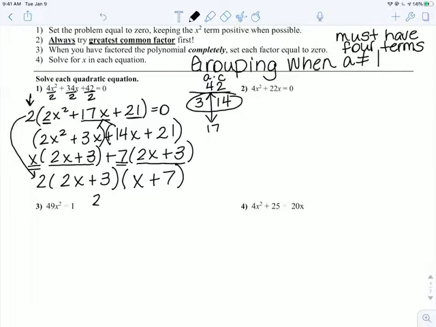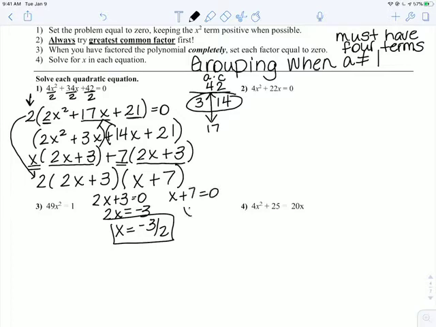So I'm going to take the first factor, which is 2x plus 3, and set it equal to 0. When I solve it, I get that x is equal to negative 3 halves. So that's going to be one of my solutions for this one. And then if I take the x plus 7 and set it equal to 0 and solve, I get x is equal to negative 7. So those are my 2 solutions that I solved by grouping.